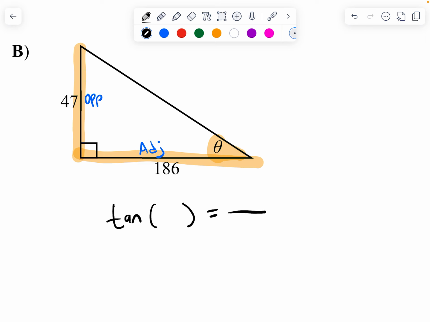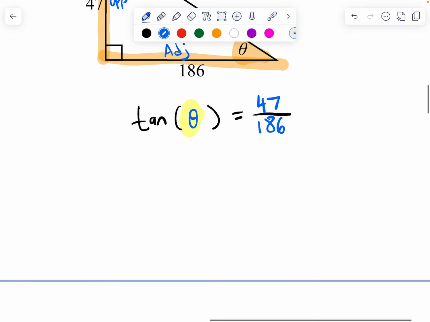Our angle, we don't know. That is our theta. The opposite, we know, is 47. The adjacent, 186. And what's our only variable here? Well, it's the only thing we don't know. That is theta, right? Your end goal for this one will be theta equals. And you're like, okay, well, that's nice. How on earth do I get tangent away from theta? Because that is not multiplication there. That is not being multiplied. It's an operation. Tangent is an operation on the angle.